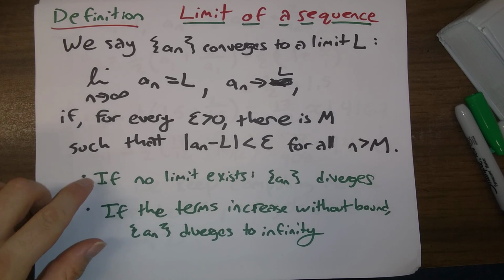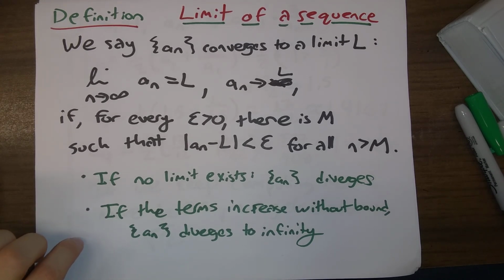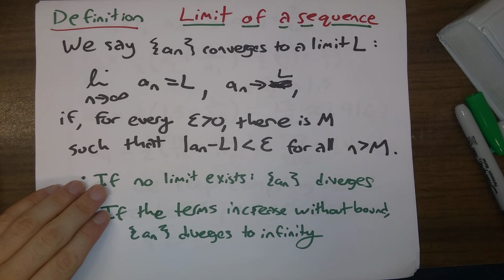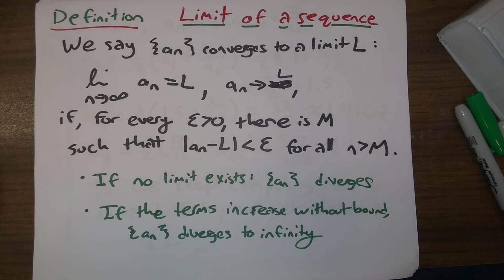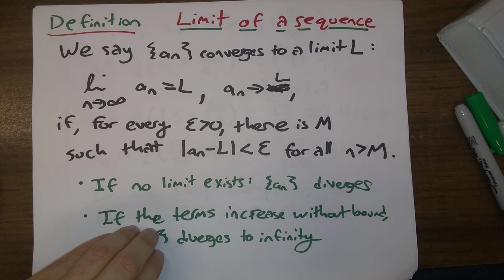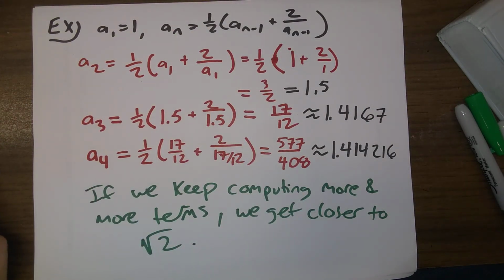So this is harkening back to limit stuff. Some points here: if no limit exists, we say the sequence diverges. If the terms increase without bound, we can say that a sub n diverges to infinity. But more importantly, going back to convergence, this says we will eventually get arbitrarily close to the cutoff value, to the value of the limit. So in the previous example, as it turns out, this recursively defined sequence has limit root 2.